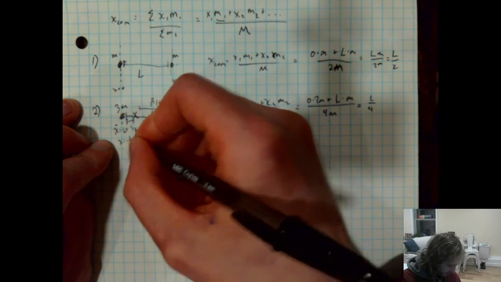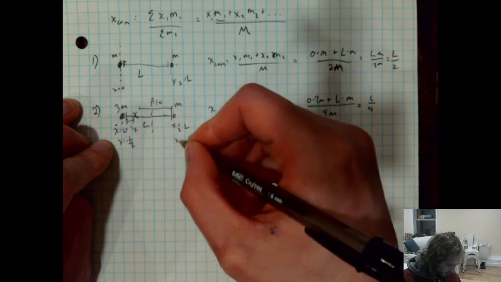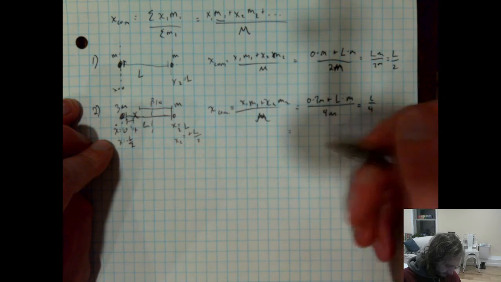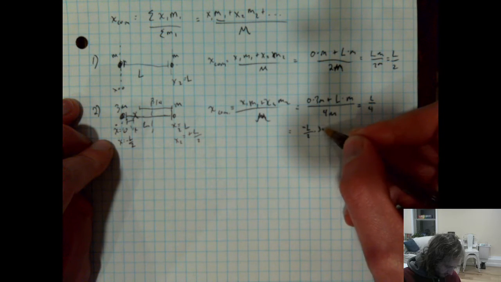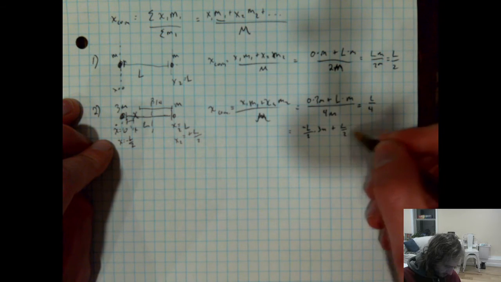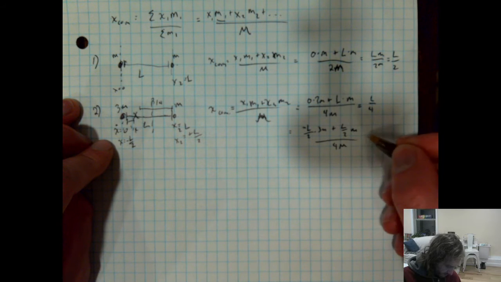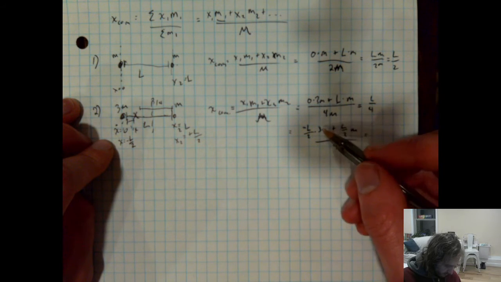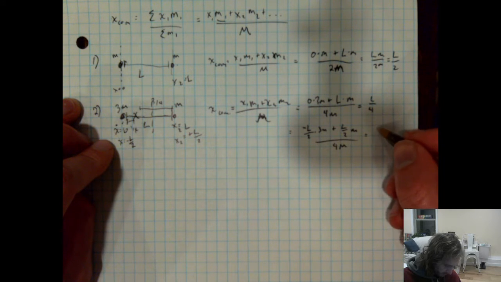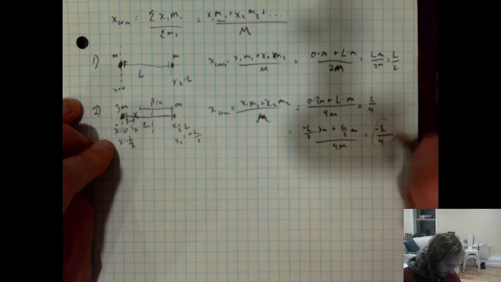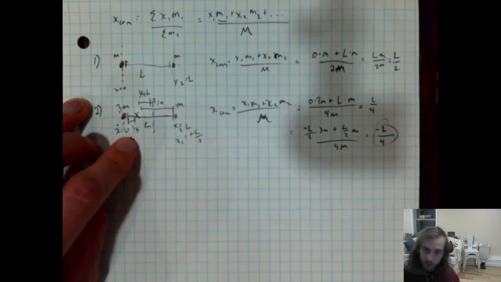Trying it out a different way, if we had put our 0 at the halfway point, then this x would have been negative L over 2, and this x would have been positive L over 2. If I plug that in up here, what I'll wind up getting is negative L over 2 times 3m plus L over 2 times m divided by 4m. And that'll give us out negative 3/2 plus 1/2, which gives us negative 1, so negative L over 4, saying it is 1/4 of the way to the left of our start point, which is at the same location.